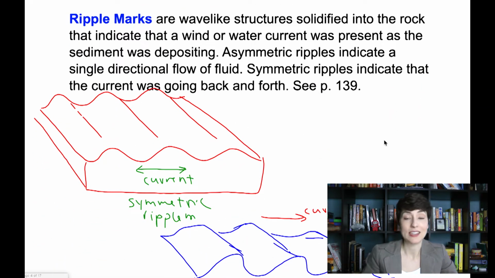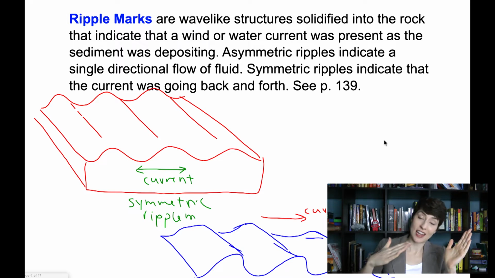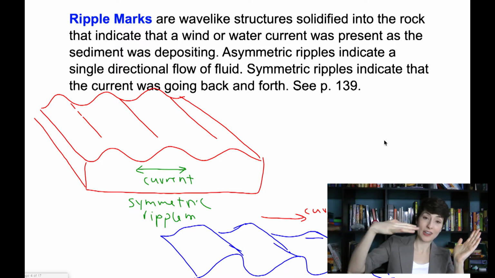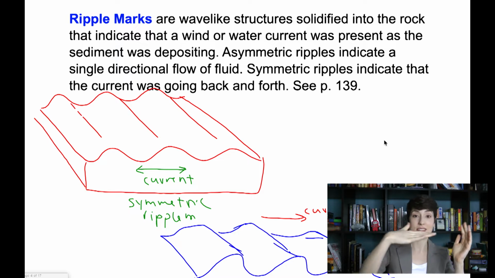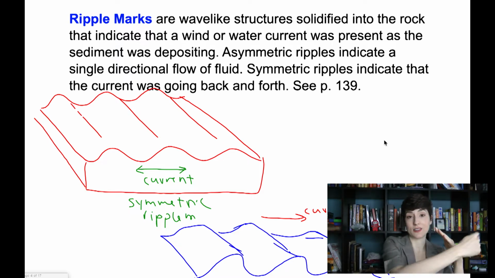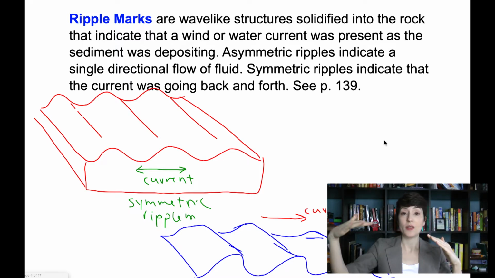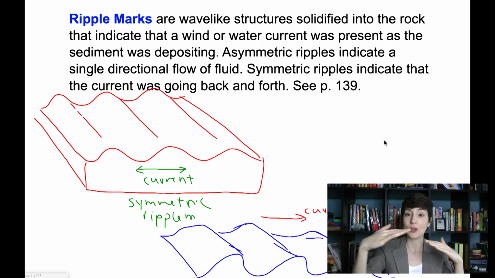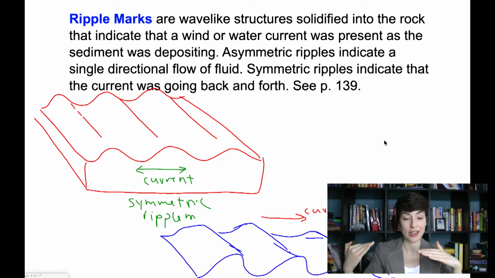The next kind of bedding is a ripple mark. So ripple marks are wave-like structures that are solidified into the rock, and they indicate, again, the direction of wind or water currents. An asymmetric ripple mark is one that's kind of angled and tilted to the side, which is telling you that there was a current in one direction. Whereas symmetric ripple marks, which look like a nice little sinusoid, tell you that the water was going back and forth pretty evenly, kind of like the tide on a beach or waves on a beach washing in and out.